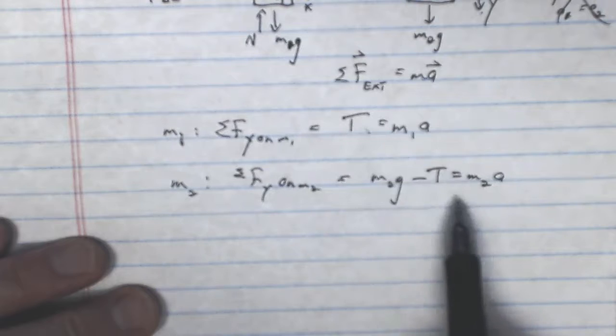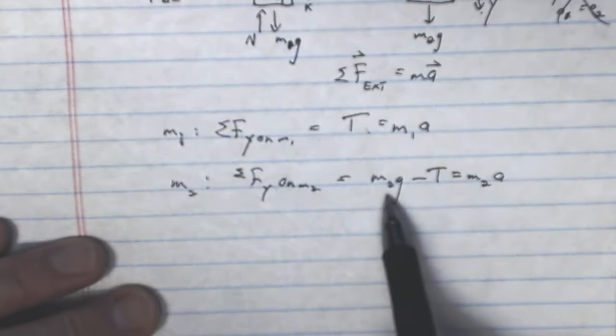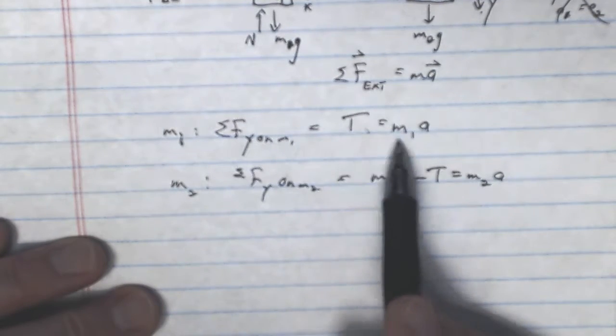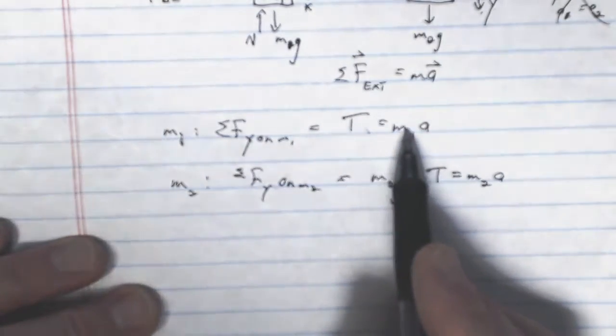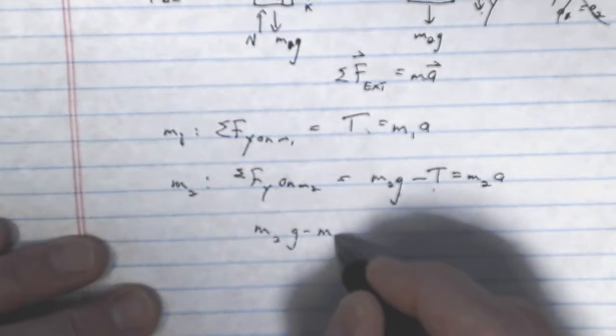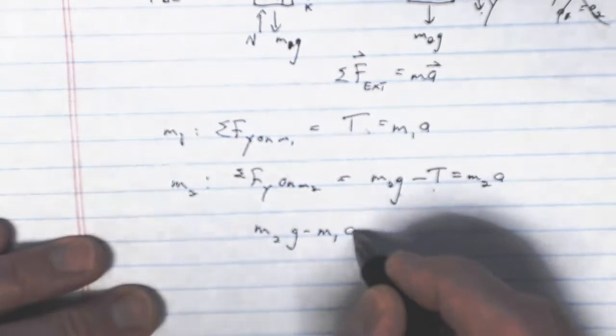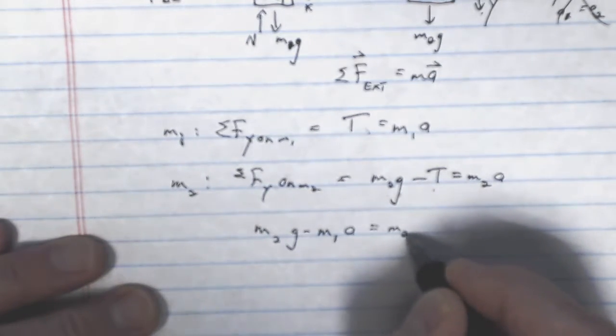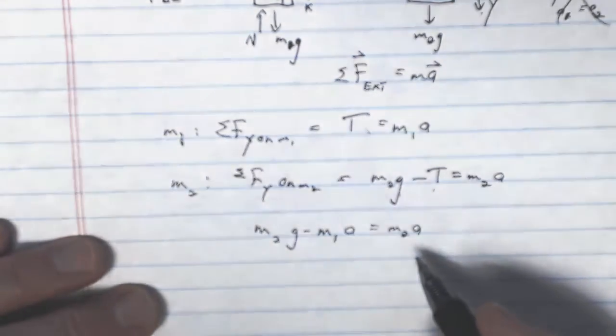For example, I could just add these two equations, then t minus t would be 0. I'd have an equation that says m2g equals (m1 plus m2)a, or you can just use t equals m1a and plug that into here. So let me just do this and plug in t equals m1a into this equation. That leaves me with m2g minus m1a equals m2a. And there may be other ways to solve this, but whatever you choose is okay.